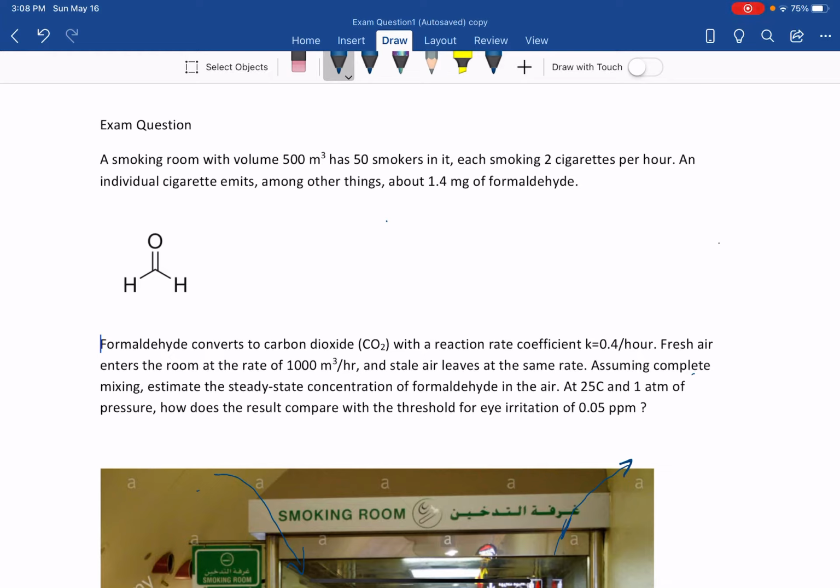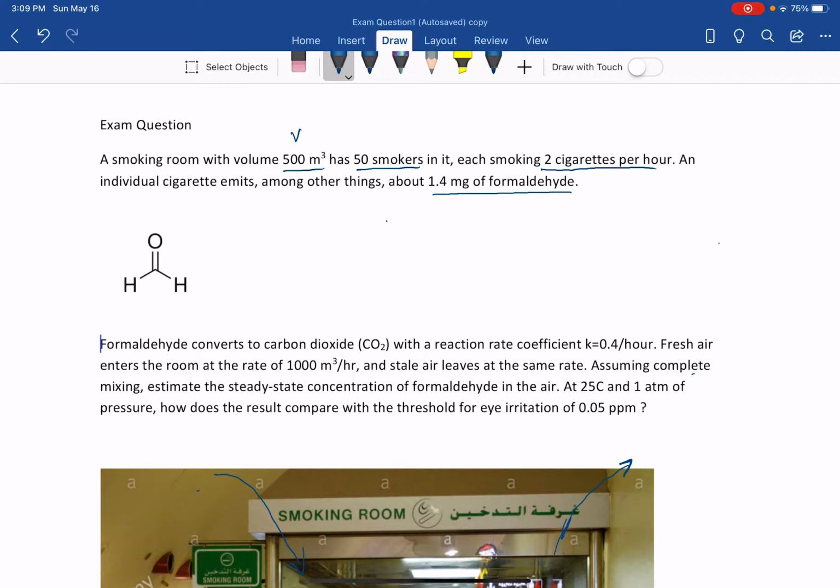Smoking room with a volume of 500 meter cube. So now we know the volume of this smoking room. It has 50 smokers, 50 people who are smoking inside the smoking room, each smoking 2 cigarettes per hour. An individual cigarette emits, among other things, a lot of chemicals that might come from cigarettes and smoking. An individual cigarette will emit 1.4 milligram of formaldehyde.